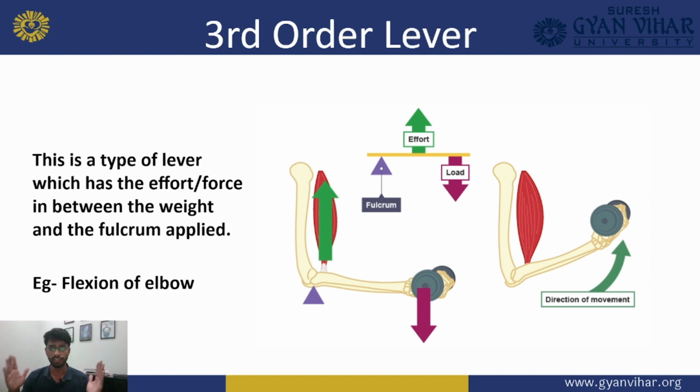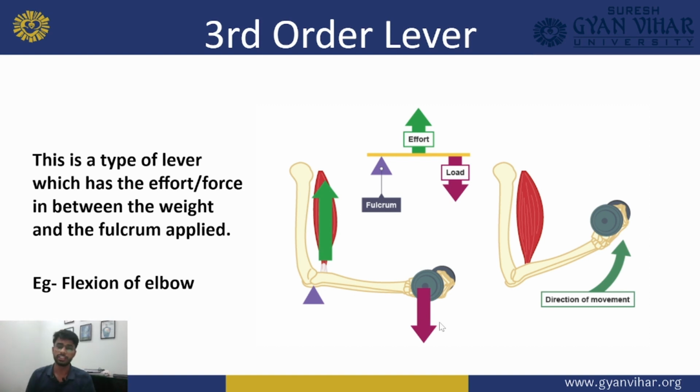In between the fulcrum and load there is an effort. Classic example of third order lever is flexion of elbow. As you can see in this example as well, fulcrum is at the elbow joint, and the effort, if you are doing a flexion of elbow, then your biceps is contracting and they are producing the flexion movement. So its point of insertion lies in between the fulcrum and the load, and the load here in this case is the dumbbell.